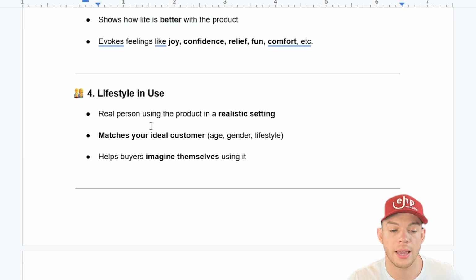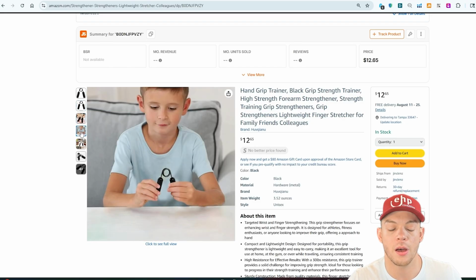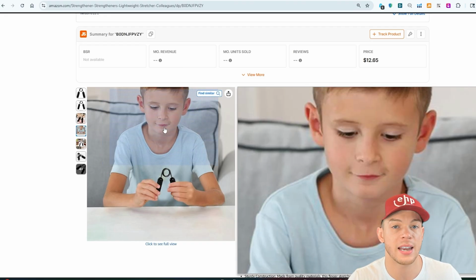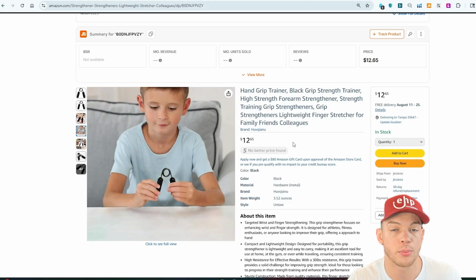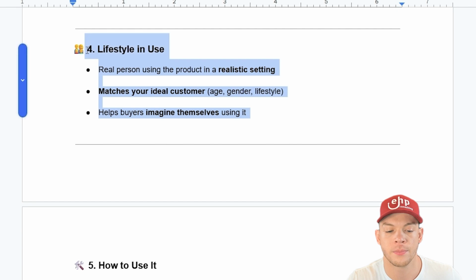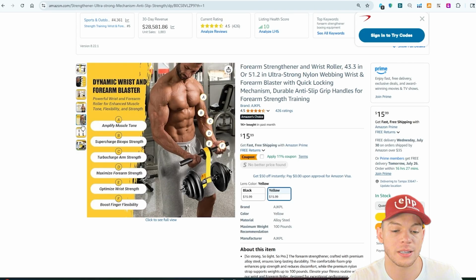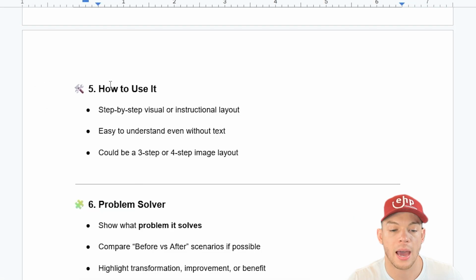Lifestyle, again, a real person using the product. We already did that. Matches your ideal customer. This is what they were missing. The ideal customer isn't this child, because this child most likely doesn't have a bank account, doesn't even have enough money to purchase this product. And it doesn't seem like a parent is going to be buying this because they're not the target market. So you want to make sure you're targeting the target market. Can the target market imagine themselves using it? With this product, it's pretty easy to imagine yourself using it because you're going to be the target market.